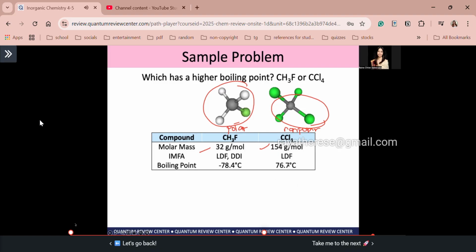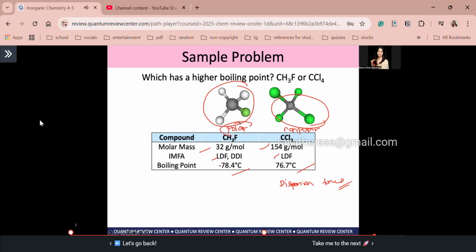Okay? And because of that, dispersion forces automatically dominate. The IMFAs involved in each of them: for methyl fluoride, LDF and dipole-dipole; for carbon tetrachloride, LDF. Okay? But since their difference in molar mass is large, dispersion forces dominate. Thus, carbon tetrachloride has a higher boiling point compared to methyl fluoride. Okay? Guys, that's how you answer questions like this. First, look at their difference in molar mass.